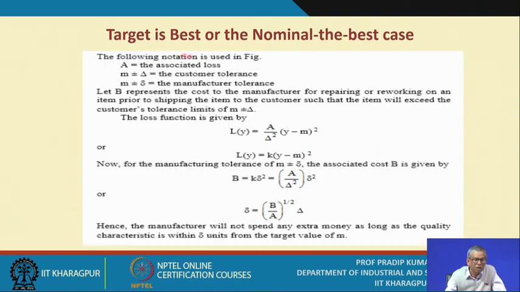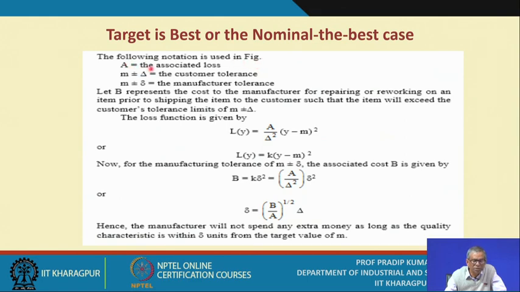Okay. Now how do you compute the value of small delta? Capital delta is known, m is known. What is unknown? That is small delta. And when small delta is known, the manufacturing tolerance will be known. So I will just briefly explain the procedure of determining small delta. The following notation is used in the figure. You just refer to the figure.